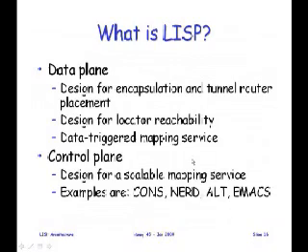The data plane is also designed to give you some form of locator reachability. Those locator reachability bits you saw in the LISP header are used for that. We'll talk about that in a separate slide. And we have a data-triggered mapping service as well as a control plane mapping service. At the control plane, we have to design a scalable mapping service. We have to be able to map from EID prefixes to a set of locators. And we've actually come up with 4 proposals that are called CONS, NERD, ALT, and EMAX. And we'll talk about that in a second.